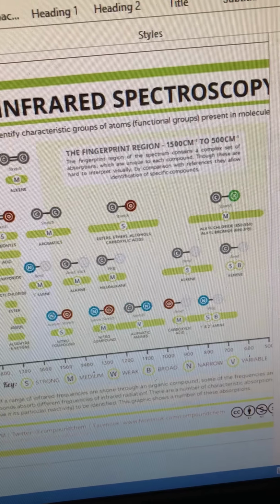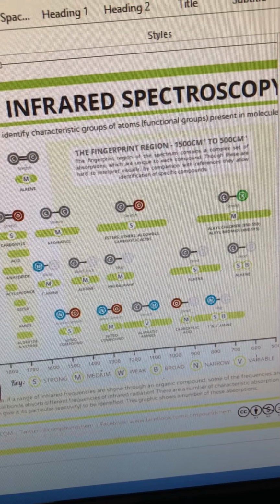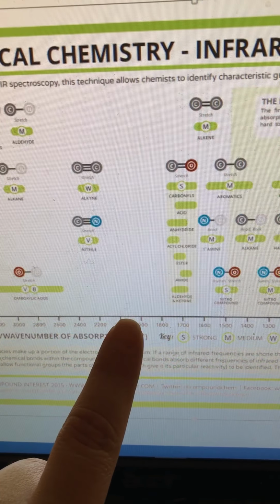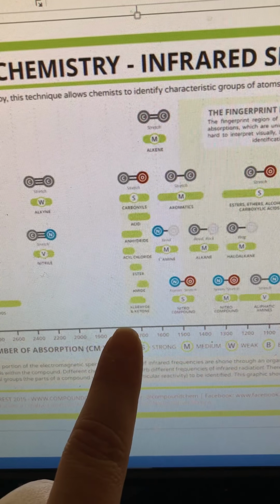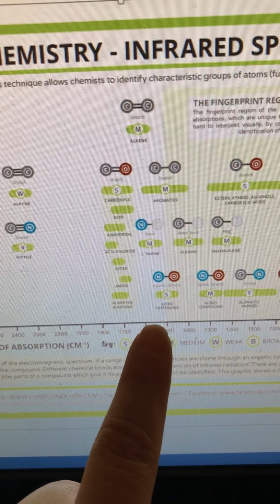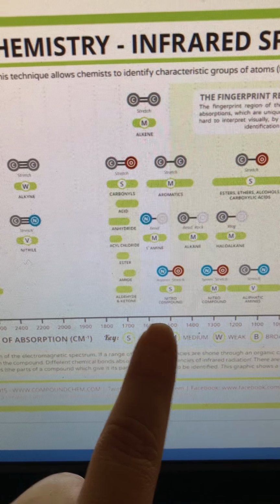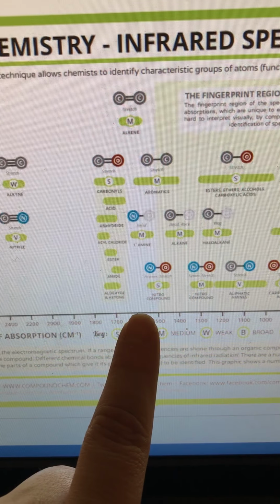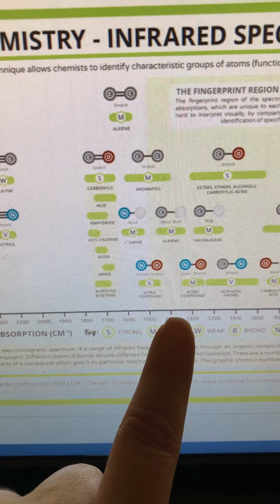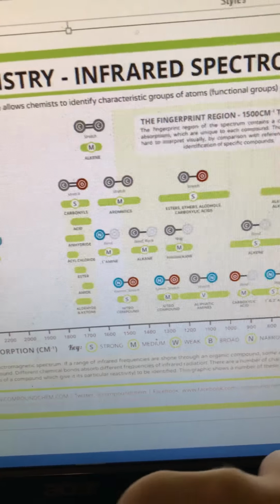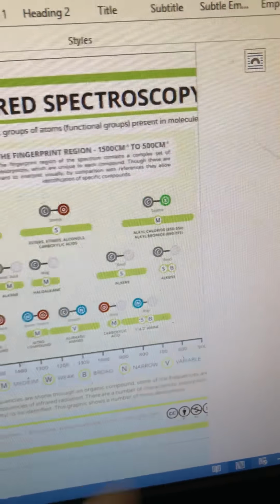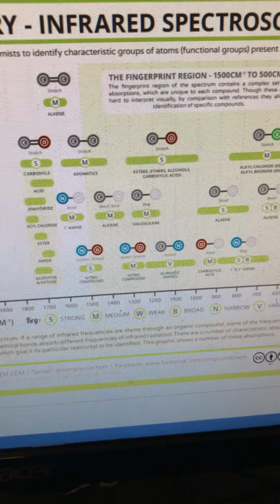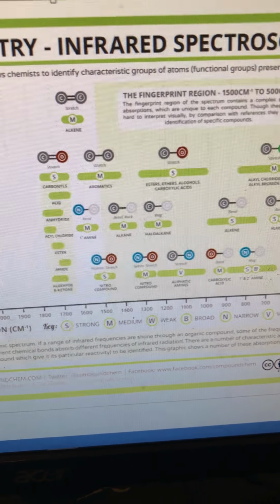Zone 3 starts at 2300. It goes to approximately 2000. Zone 4 starts at 1850. It goes to about 1650. And Zone 5 is 1680 to approximately 1450. And everywhere beyond that is known as the fingerprint region, which has information which is hard for us to process.